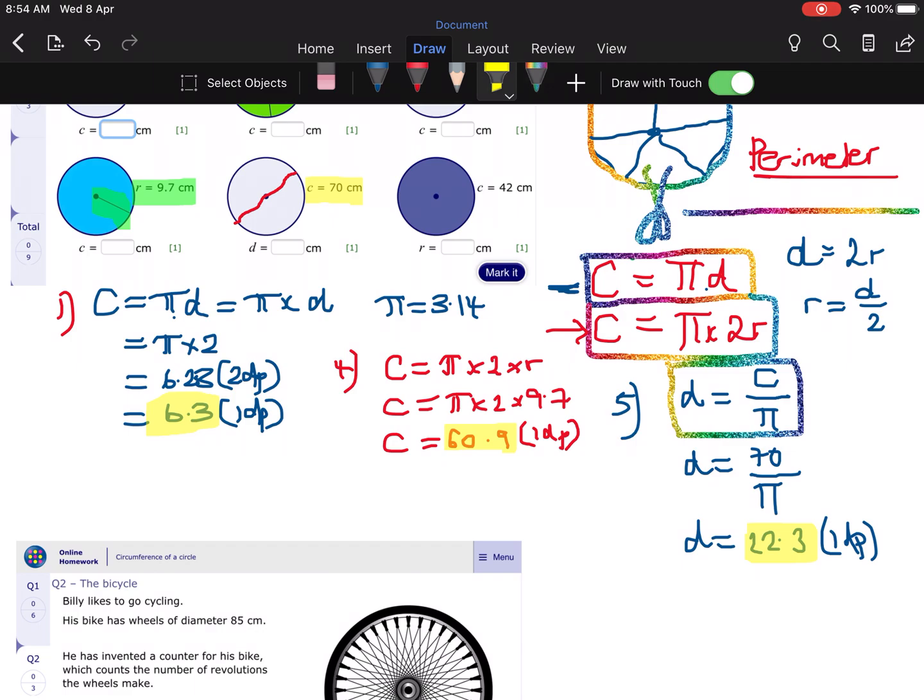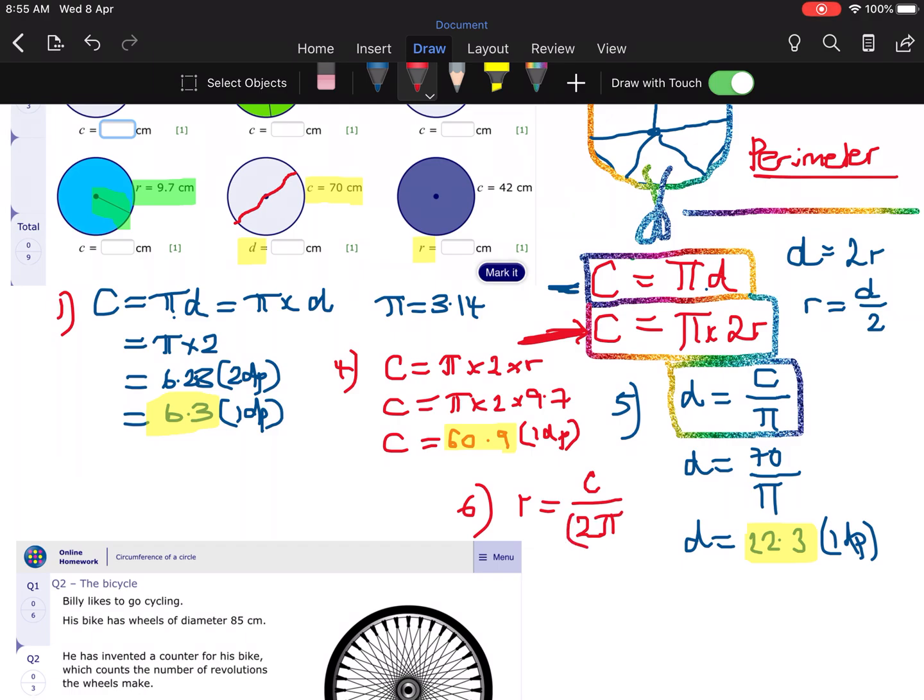Now, I've just realized that this one asks for the radius and this one asks for the diameter. So I'm not going to do the last one for you, but I will give you the formula for that one. So number 6, the formula to help you is r. So I'm going to rearrange this one here. I'm going to take the 2r and it's going to become c, like the last one, only instead of it being just pi, it's going to be 2 pi on the bottom.